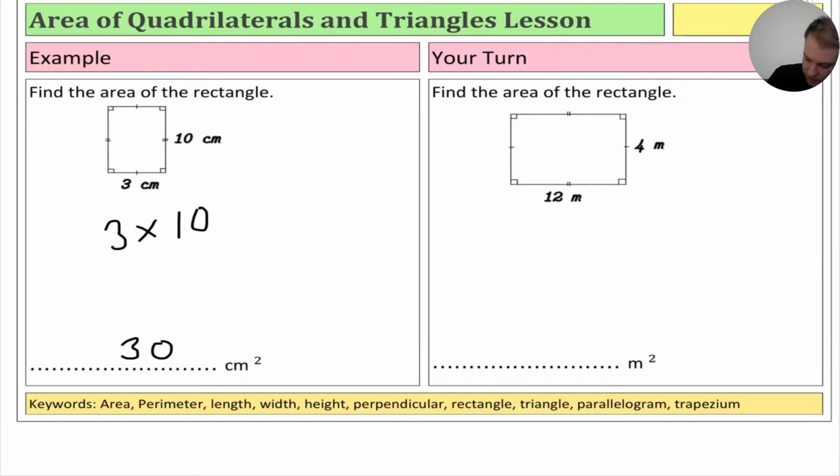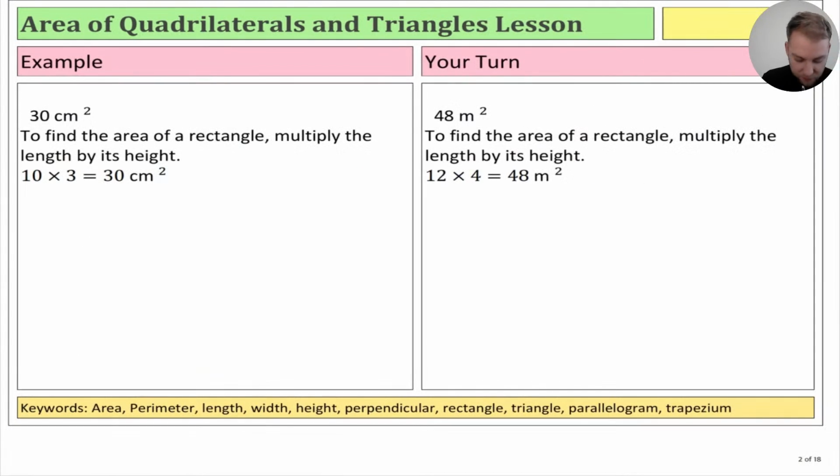4 times by 12, which is equal to, so 12 times by 4, which is equal to 48. Be careful with this. Notice that the units on this one here are meters squared because we did meters times by meters. Absolutely brilliant. So, there you go. There's the first two. So 30 centimeters there, the one on the left, and 48 centimeters, the one on the right. Brilliant.